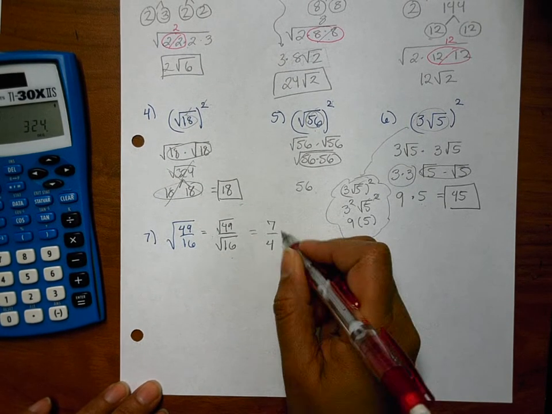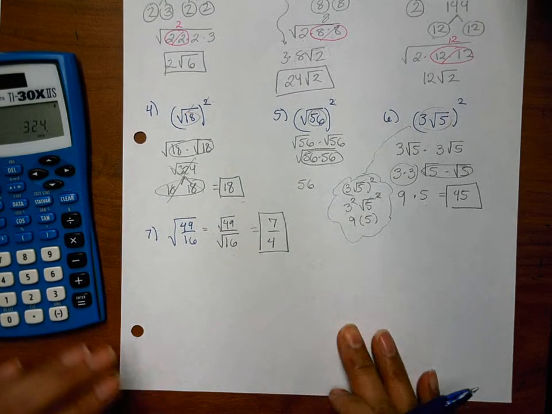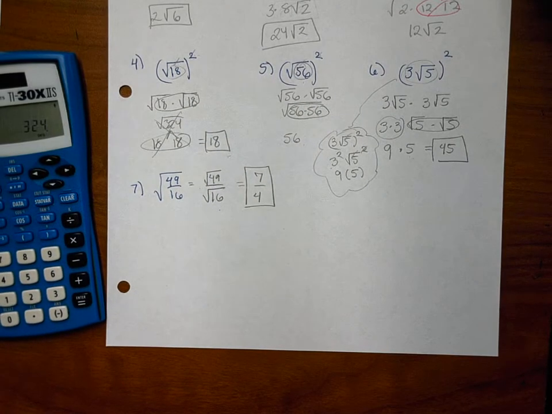Luckily, they're both perfect squares. Square root of 49 is 7. Square root of 16 is 4. 7 over 4 does not reduce. That is my final answer.